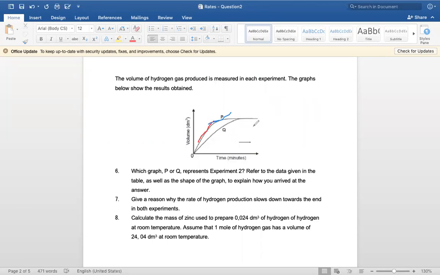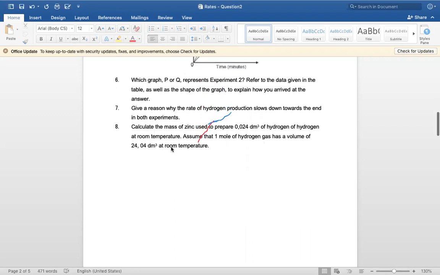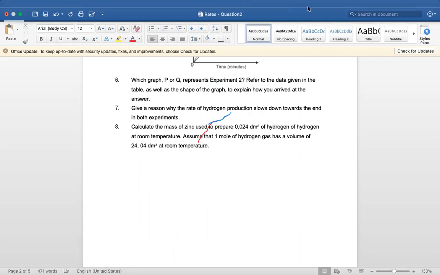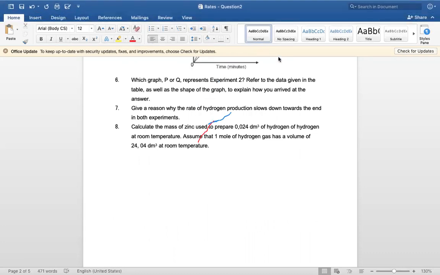It's because there's less reactants to react. The reaction rate slows down because the concentration of the substances is getting less. The substances are getting finished. So there are fewer particles to react, so there are fewer effective collisions. The rate slows down because the concentration of the reactants decreases. All right. Let's see what they say for us. Let's just clear everything. Question 7.